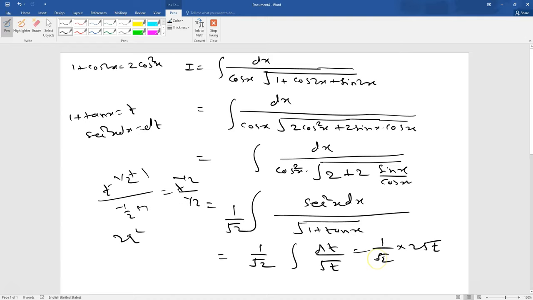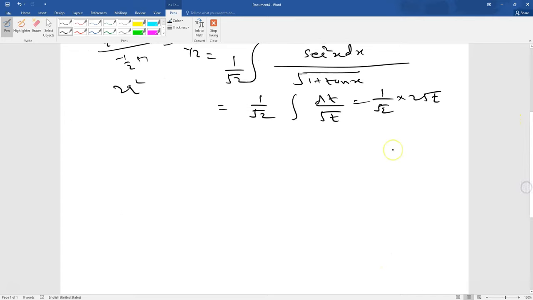Just put the values in, nothing else. What is the t? First, this 2 and this 2 cancel and we get root 2 here. So this is going to be root 2, and t is 1 plus tan x. This root 2 we can move inside, so this will be 2 plus 2 tan x under the root. Easy. So that's what the answer is.